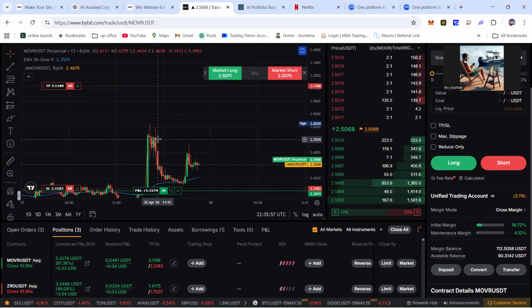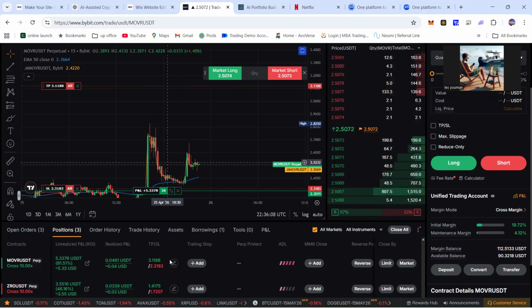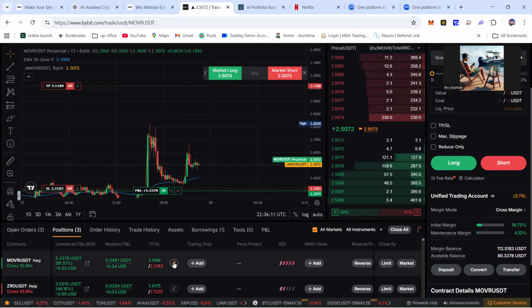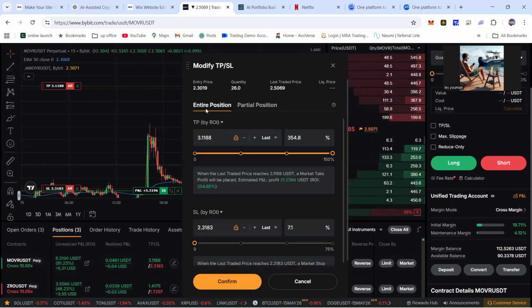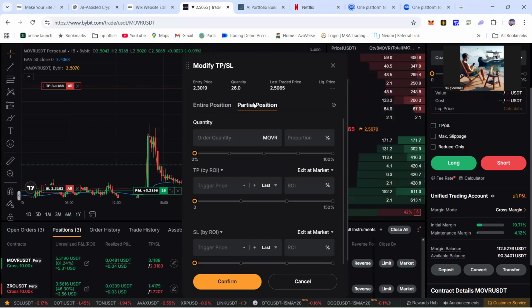So right there is $2.70. All right, so we're going to set it up to close out 50% of the trade when the market reaches $2.70. So we'll click on the edit for the take profit stop loss. We're going to change it from an entire position to a partial position. And quantity is how much. So you can set the exact number of MOVR tokens you want to close, or much easier, we'll just set it at 50% of our trade.